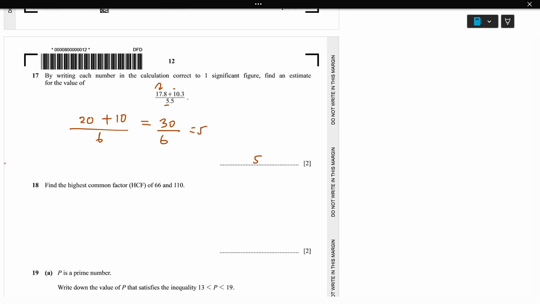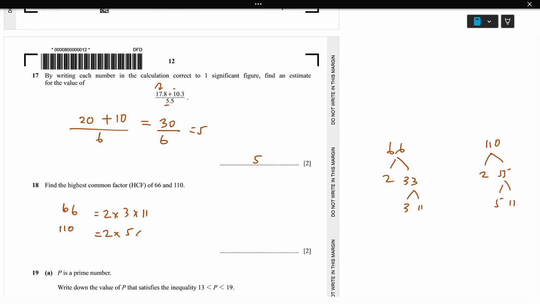5 is the answer. Find the highest common factor, HCF, of 66 and 110. So 66, so 2 and 33, and 3 and 11. Same for 110, which is going to be 2, 55 and 5 and 11. So write 66 equal to 2 times 3 times 11, and 110 equal to 2 times 5 times 11. For the highest common factor, bring only the common numbers, 2 and 11. So 2 times 11, which is going to be 22, is the answer for the HCF.